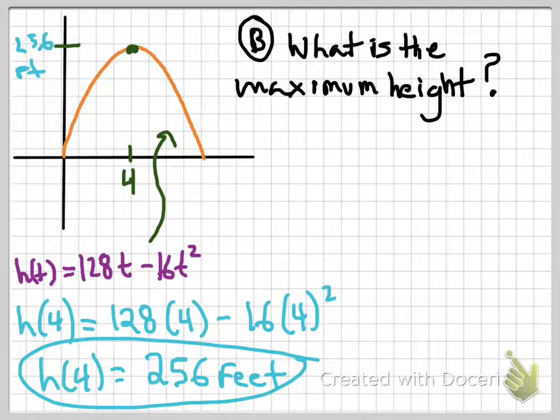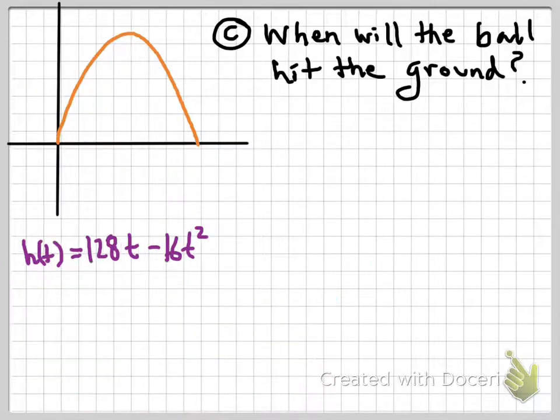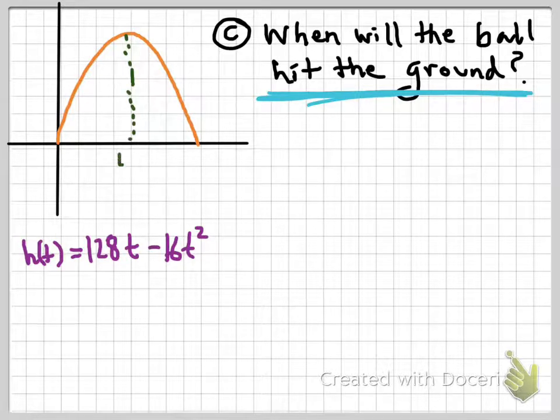All right, let's ask another question. So question C, letter C. When will the ball hit the ground? So going back to my graph here, we know that the ball got up to a max height at 4 seconds, but hitting the ground is a different story. The ball starts at the ground and it ends at the ground. So we know it starts at 0. What we want to know is, when does it land?